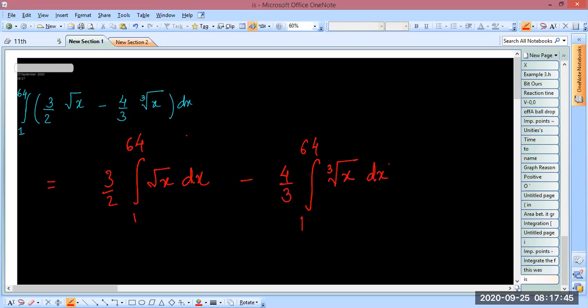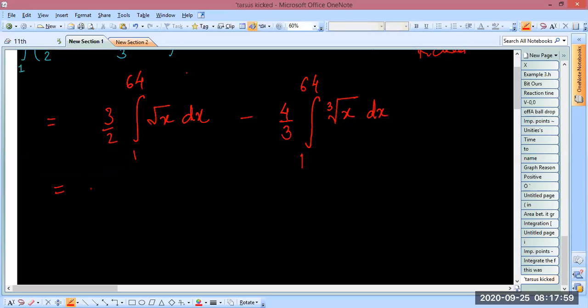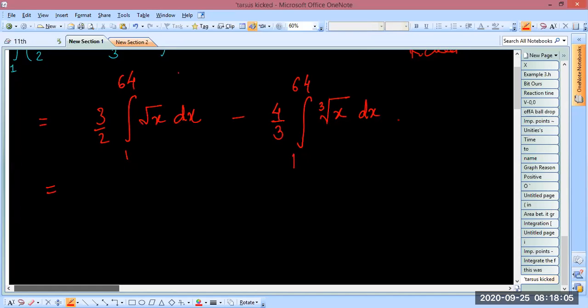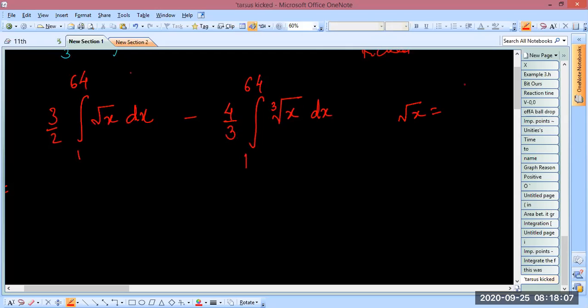Right? So first step, here we have used the addition subtraction rule, and then we have kicked the constant out, right? I hope all of you are seeing that. Fine. Now this is equal to, see, root x. I have mentioned this earlier and I really hope now everyone remembers. Root x is equal to x raised to 1 by 2.